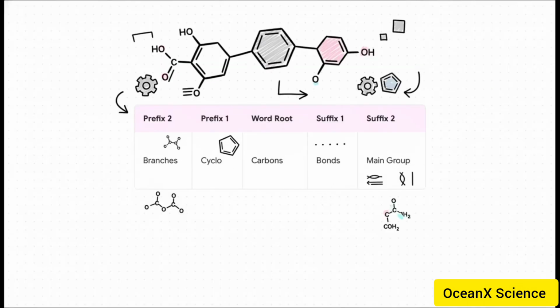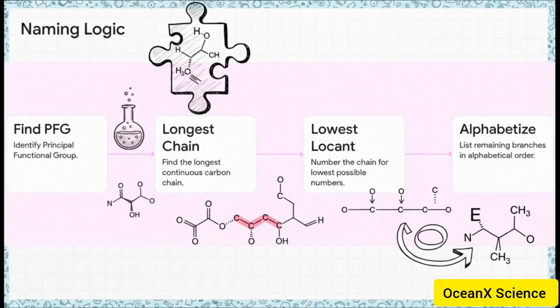Since there are literally millions of possible organic compounds, organic chemistry requires a highly systematic grammatical rulebook driven by the IUPAC naming system. You can think of this like a giant logical puzzle. Any complex organic molecule in the world can be named just by plugging pieces into this precise 5-part structure. You figure out your branches, check if it's a ring, count your main carbons, look at the bonds, and identify the main functional group. We solve the puzzle by following a strict, step-by-step logic.